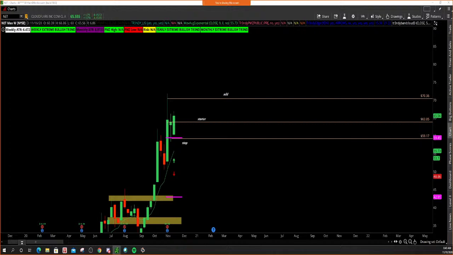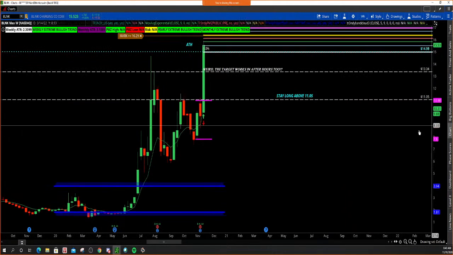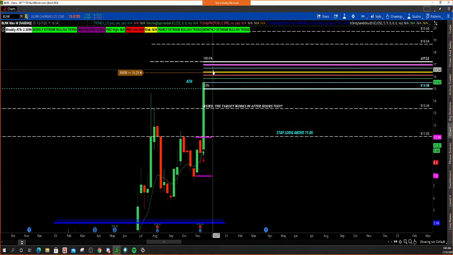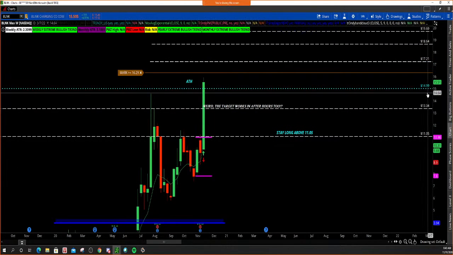All right, we'll see if space can get up there. Already moving nicely from our entry. Also, we do have the options. So this is just kind of for fun, to show you guys how to just take an easy trade. Blink is moving very nice. It's keeping the higher range of this candle, which is very impressive.